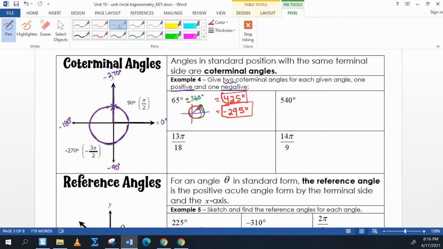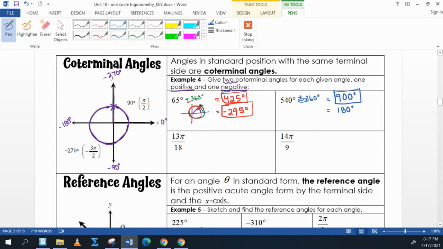Sometimes, look at this one. Sometimes when we add and subtract our 360 degrees here, let's add. So 540 plus 360 gives us 900 degrees. That is a positive angle, so that would be a good answer. But look what happens when we subtract the 360, 540 subtract 360. When I do that subtraction, I get 180 degrees, positive 180 degrees.